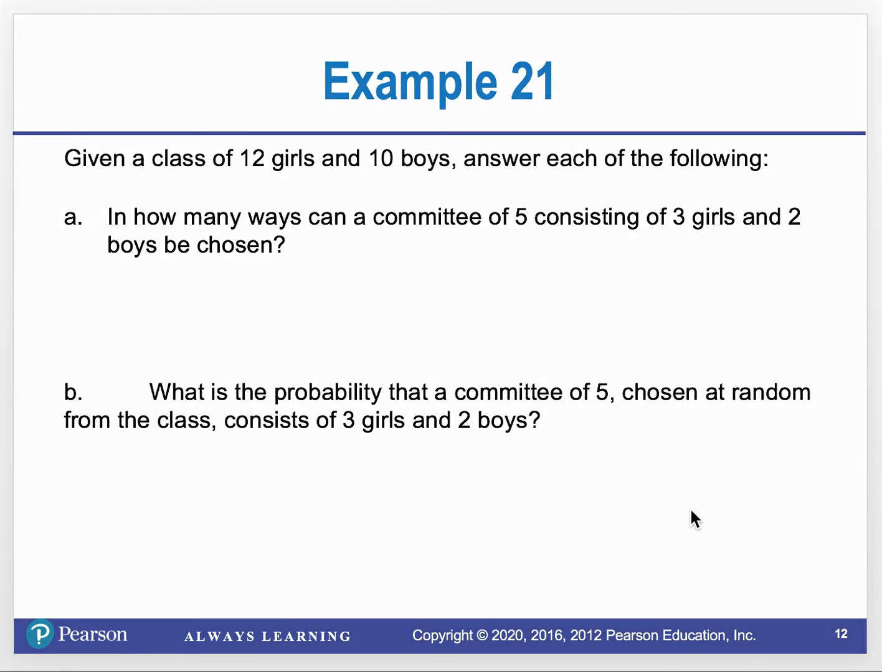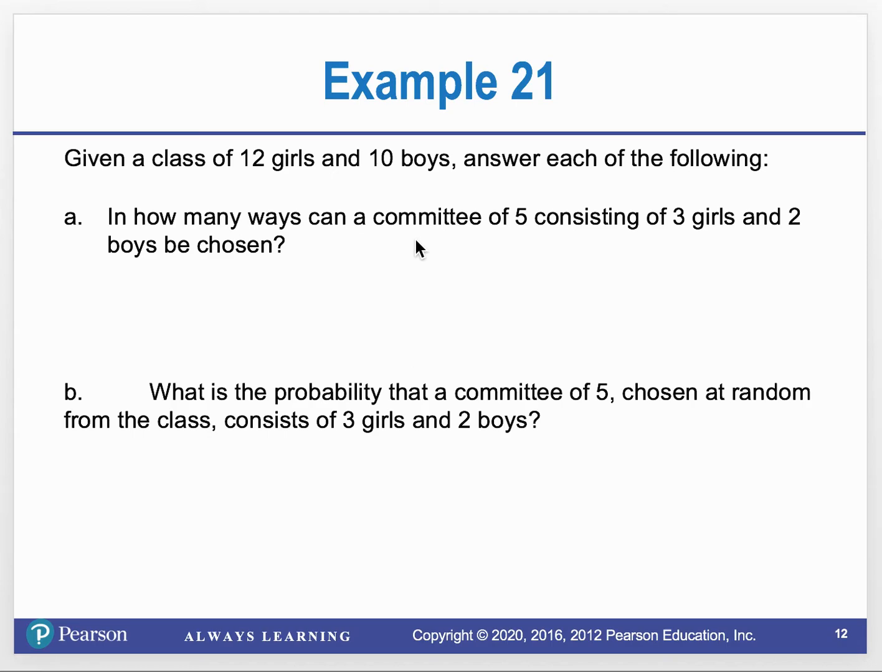Given a class of 12 girls and 10 boys, answer each of the following. In how many ways can a committee of 5 that consists of 3 girls and 2 boys be chosen? Okay, it's a committee, so the order doesn't matter, right? It's just like if I chose you to go to the library, oh, you guys are going to be on a committee to decide what our project is going to be or something. There's no ranking, right? So if it's just a committee, it's a combination.